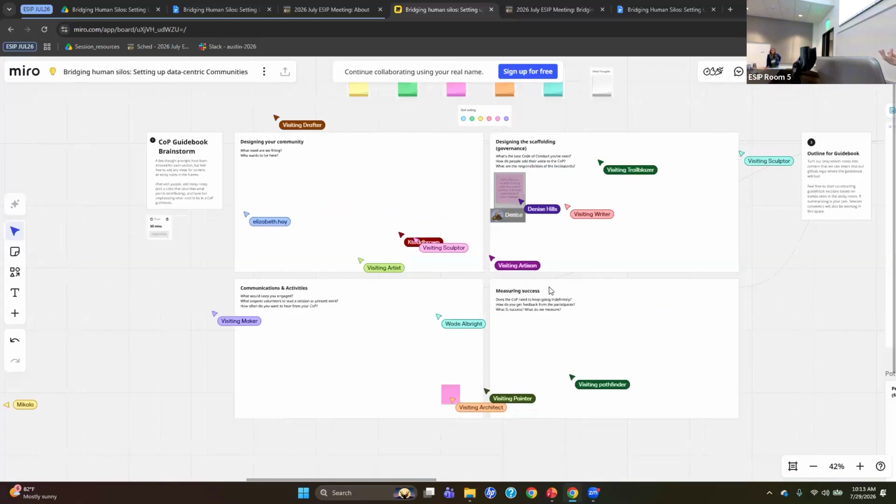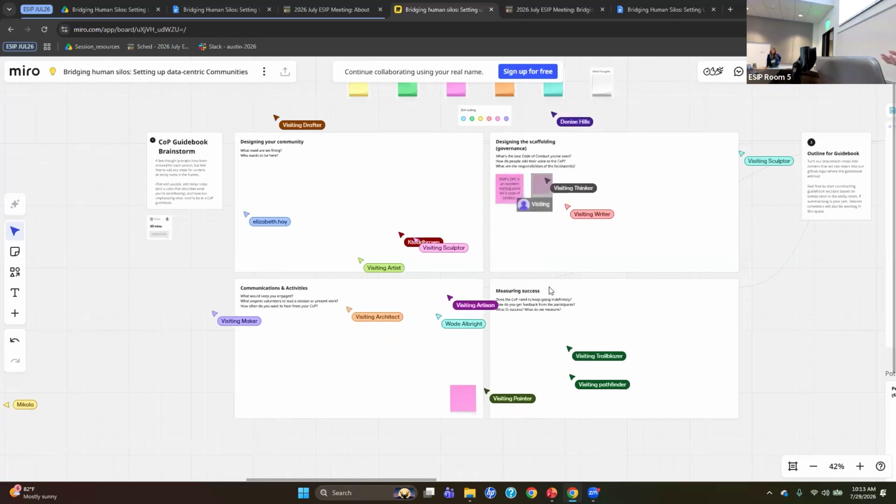And then how do you measure if your community of practice is actually successful or not? Did you get that white paper done? Do people keep coming back? What are the things that tell you that it's working or things that you need to shift?